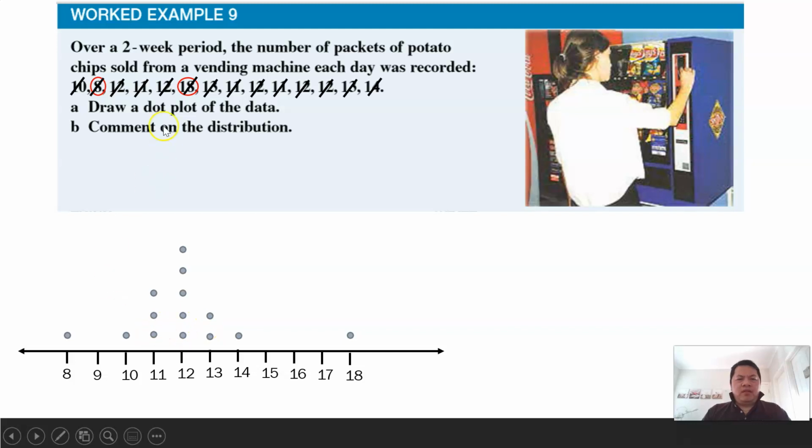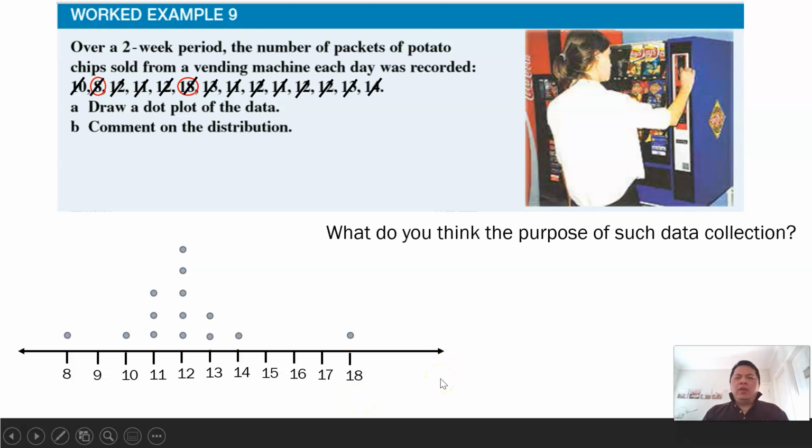So over the 2 weeks period, on some days you have 8, some days 10, some 11, 12, 13, 14, and 18 packets is the most on a certain day. We've got to understand why we collect such data. It seems quite silly, isn't it? We don't collect data for no reason. It can't be just for fun. There must be a reason, because it takes time and effort to put data together. Any reason? I'm sure some of you can tell me the reasons during the live lesson.